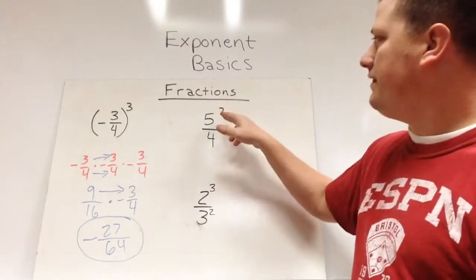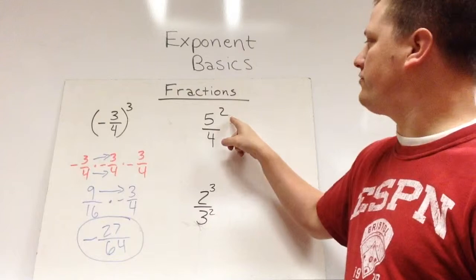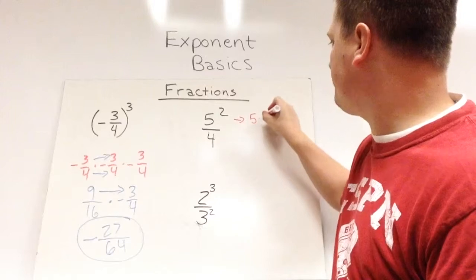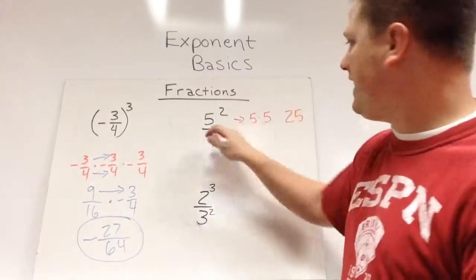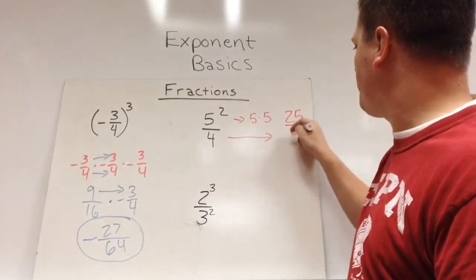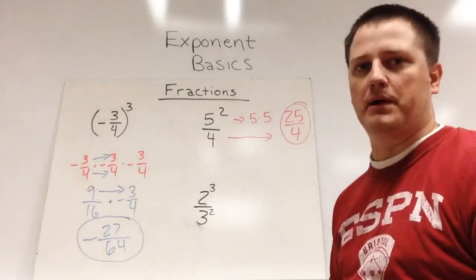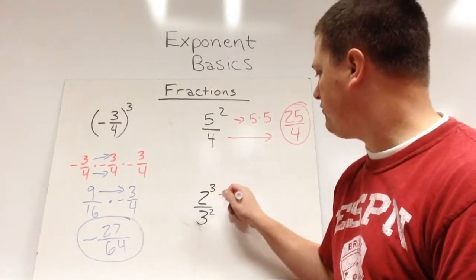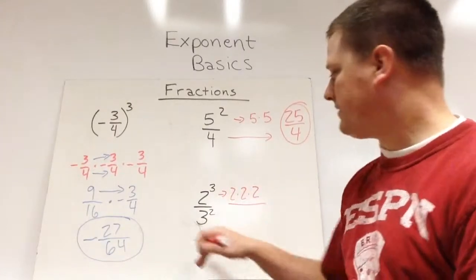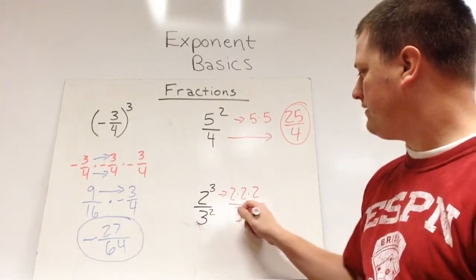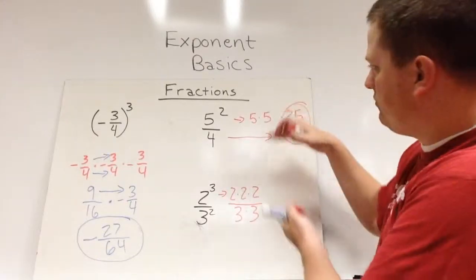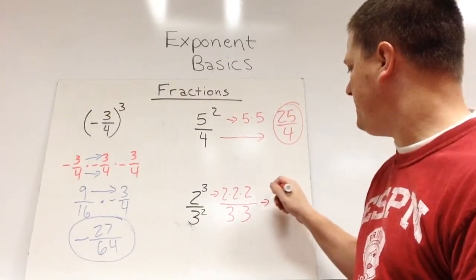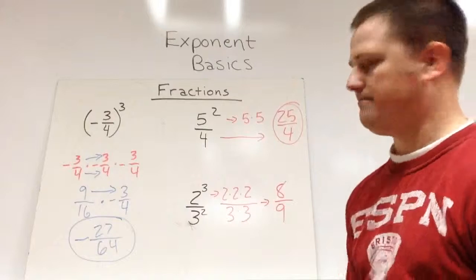And we've got 2 other situations. This top one, the square, because there's no parentheses, the square only goes with what it's closest to, which is the 5. So this is really 5 times 5, which is 25, and the 4 just comes along for the ride, and this becomes 25 over 4. This one has 2 cubed, so the top is 2 times 2 times 2, but the bottom is 3 squared, which is 3 times 3. So notice how these 2 situations with fractions give us a little bit different problem to work with. This would then be 8, and this would be 9.